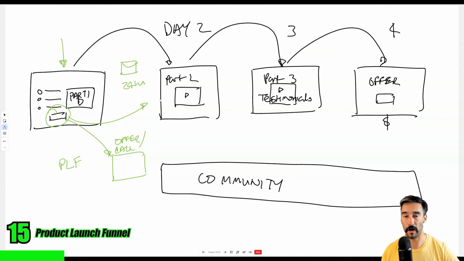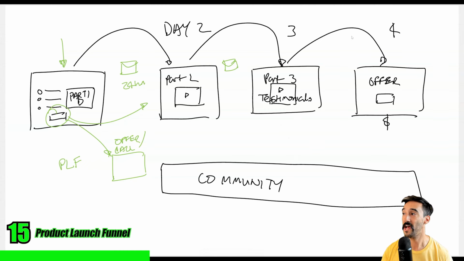Some people like to give part two immediately and then say part three comes after 24 hours. I wouldn't worry about the specifics of it too much. Just test it. The idea is by part three, you've already outlined what the offer is and you get a bunch of testimonials. And that means by day four, you're making the offer.